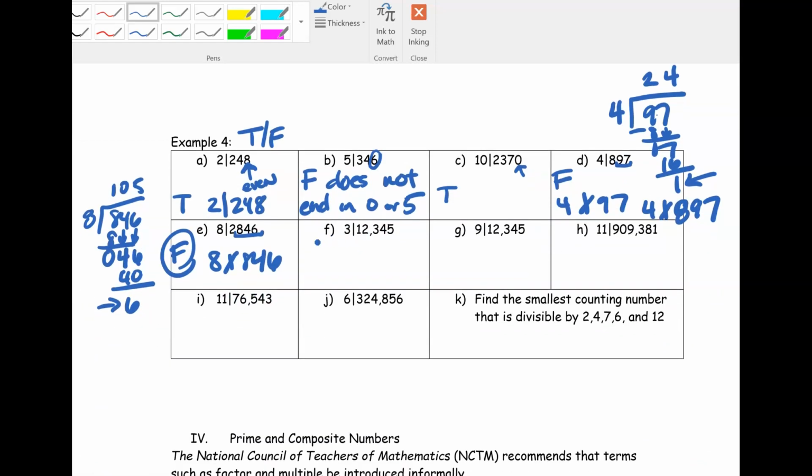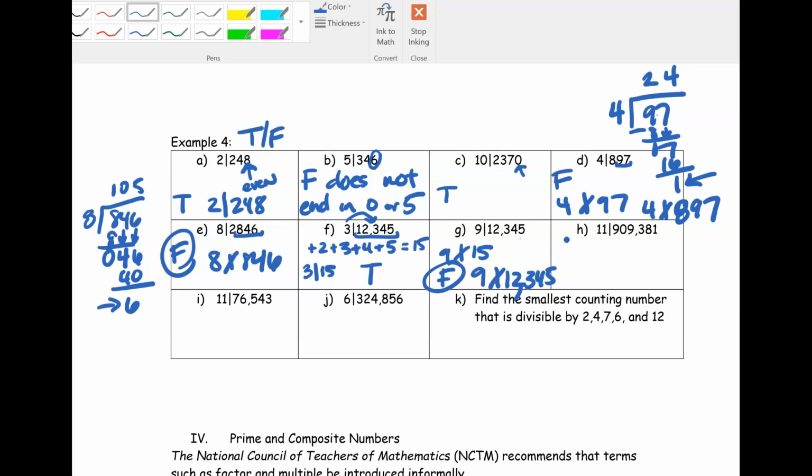So for F, I'm going to add up the digits 1, 2, 3, 4, 5. That's 12,345. I add up all of those digits, and I get 15. 3 goes into 15, so I'm going to say true. 3 must go into 12,345. Let's check 9. So it's the same number. If I add up all these digits again, I'm also going to get 15. So 9 does not go into 15. So I'm going to say false. 9 is not going to go into 12,345 because it doesn't go into 15. So that saves me some time there.